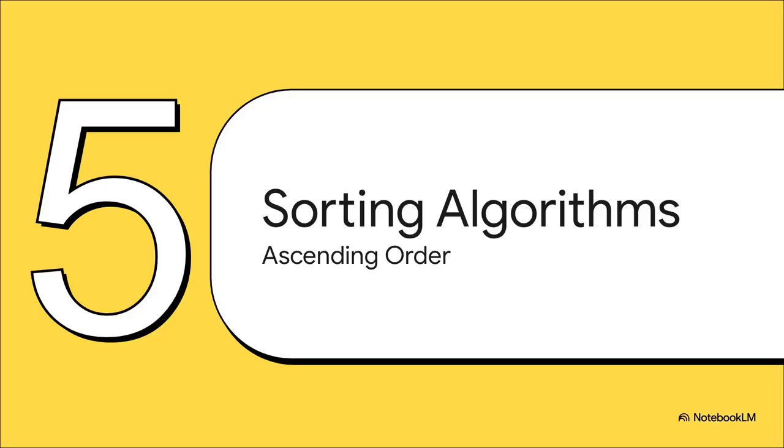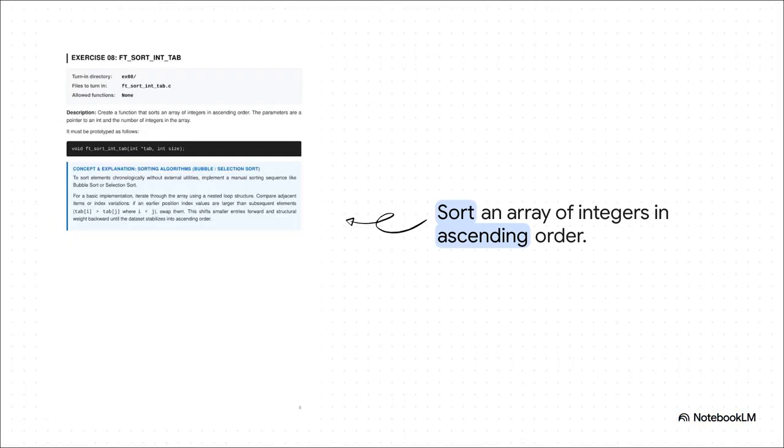And finally, Section 5, sorting algorithms explained, specifically in ascending order. This brings us to the final and definitely the most advanced topic of the C01 module, bringing us into the realm of classical computer science. For exercise 08, ft_sort_int_tab, you are tasked with sorting an array of integers in ascending order, from smallest to largest. Now, you can't use any external utilities. You have to build the logic entirely from scratch.